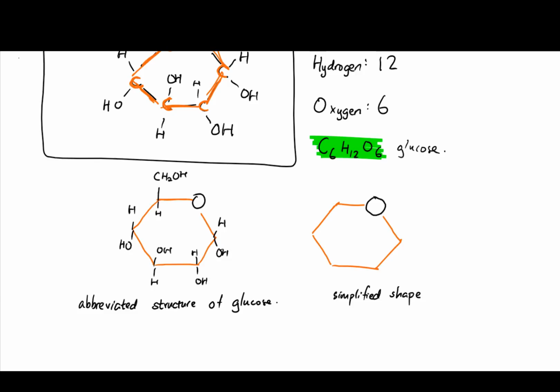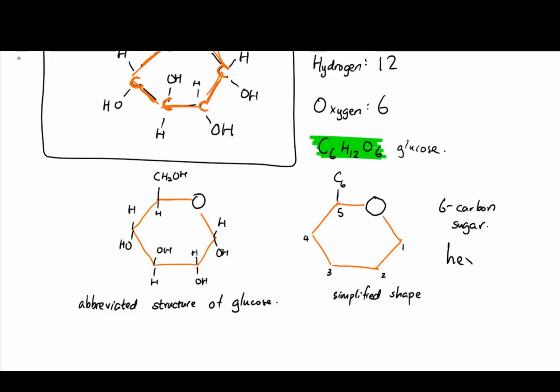Simplified shape. By this, I can recognize that there are 6 carbon, 1, 2, 3, 4, 5. And we usually just omit the 6th carbon. We know that there must always be 1 carbon here in the ring-shaped structure. So this will be the 6th carbon. And that's how you get the hexagonal shape for a glucose. And this has 6 carbon in it, so we call this a 6 carbon sugar.